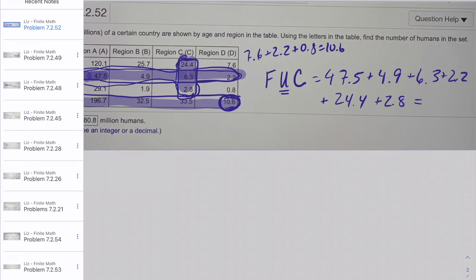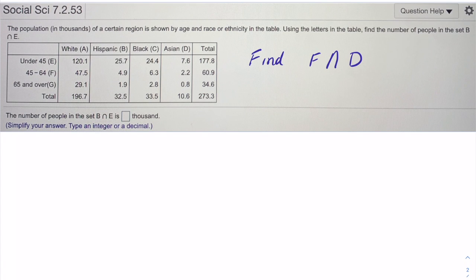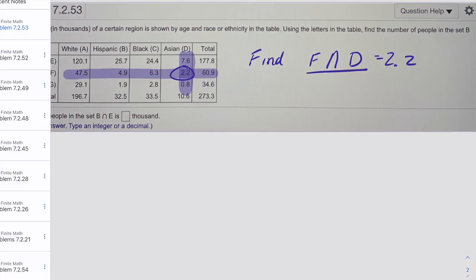Sorry, let's do it this way. 52, now we go to 53. 53 is going to be similar. So we're not going to find B intersect E. Instead, we're going to find F intersect D, which is, right? This is group F, and here's group D. So if we find F intersect D, that's only one thing. It's only one number. That one's easy. All right.